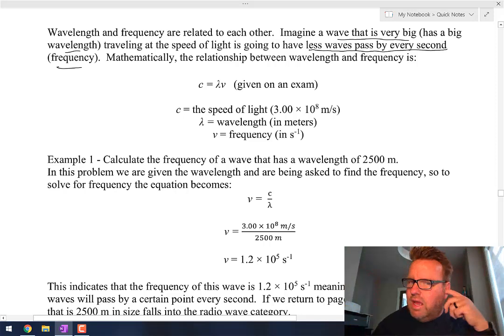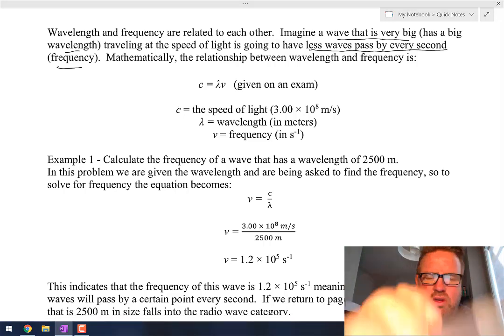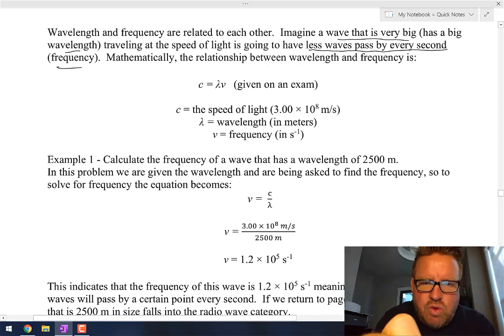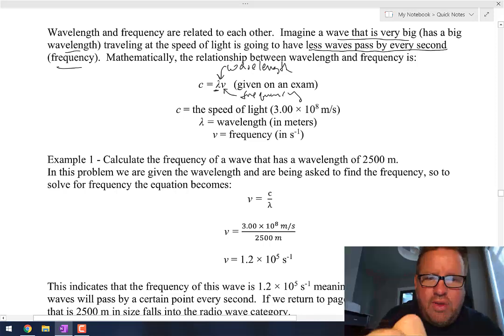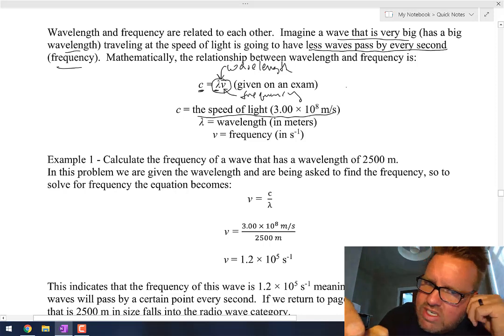Now, mathematically, we can do this. There's an equation that relates them. This is the wavelength right here, that backwards h, which is lambda, and that v looking thing, which is actually nu, is the frequency. We can see here that the wavelength multiplied by the frequency is equal to this letter c. And the letter c is what we talked about already yesterday. It is equal to the speed of light.